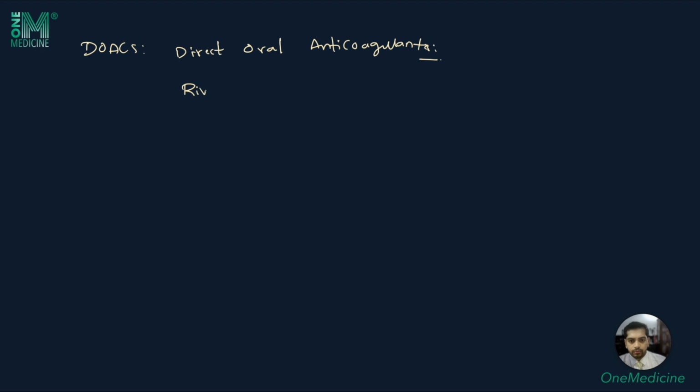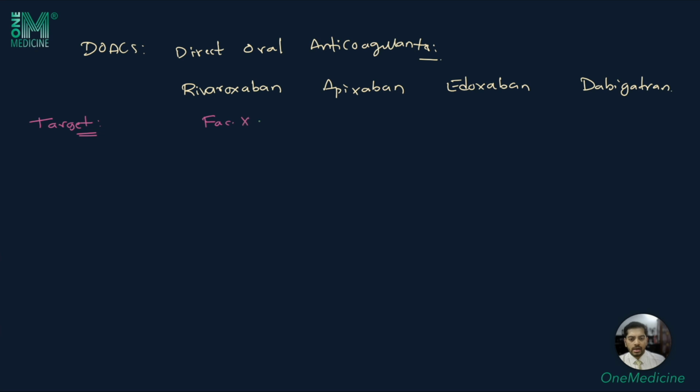These include rivaroxaban, apixaban, edoxaban, and dabigatran. These are targeted against the following. Rivaroxaban is a factor 10A inhibitor. Apixaban is a factor 10A inhibitor again. Edoxaban is also a factor 10A inhibitor, whereas dabigatran is a thrombin inhibitor or direct thrombin inhibitor.